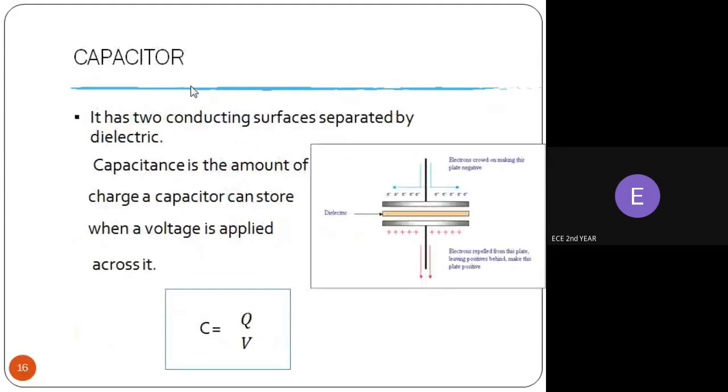And the capacitance. It has two conducting surfaces separated by a dielectric material. The capacitance is the amount of charge a capacitor can store when a voltage is applied across it. The formula of capacitance is C is equal to Q by V, where Q is the charge stored inside the capacitance, and V is the voltage applied across the capacitance.